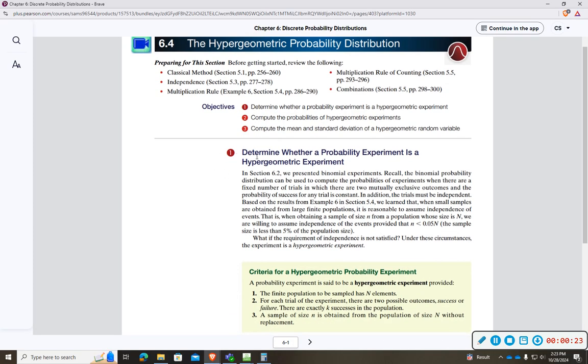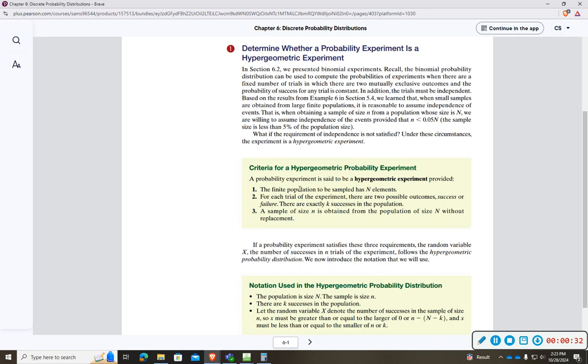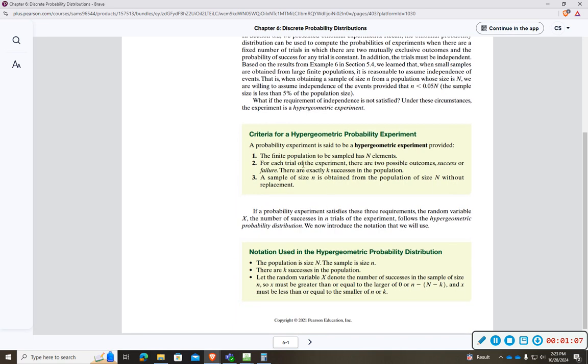All right, so the first objective is here. You've got a description of the hypergeometric distribution, and then the criteria. This is going to be the important part. You're looking for a finite population that has a big N, so capital N elements, some number that we know. For each trial of the experiment, there are two possible outcomes, success or failure. There are exactly K successes in the population, so we're going to call that special K. There's going to be a group of interest. And 3, a sample of size little n is obtained from the population of size N without replacement. Those are going to be the criteria.